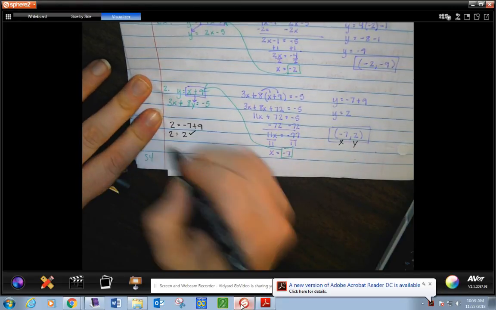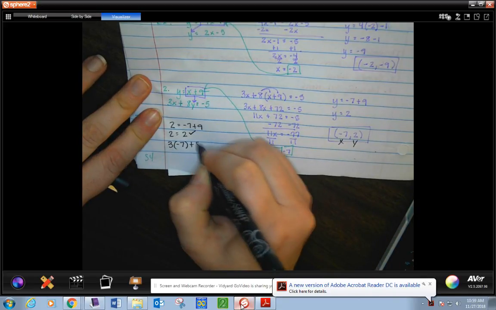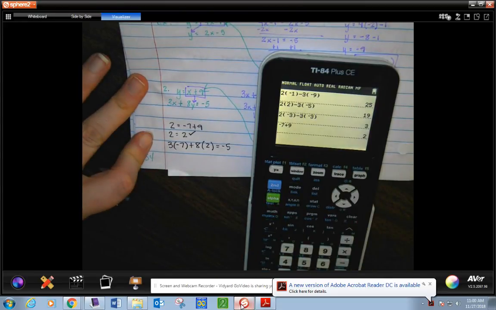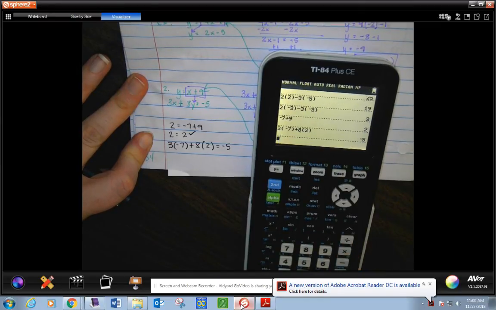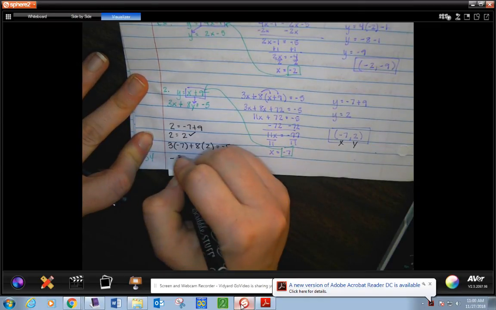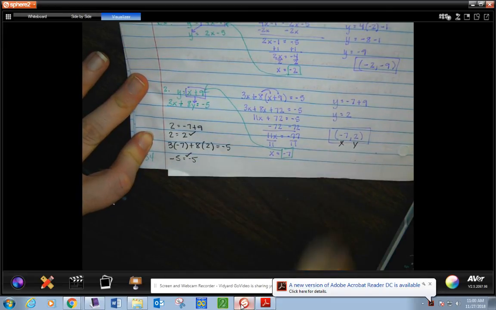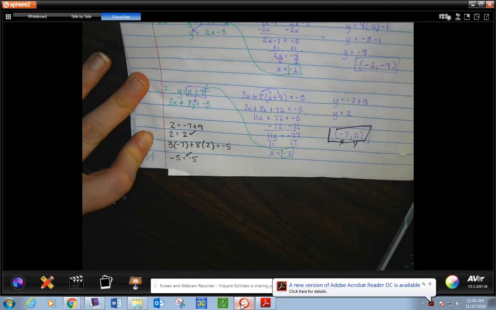Now I check the other one. So I'm going to do 3 times, and x is negative 7, plus 8 times, and y is 2. And it needs to equal negative 5. So I'm going to grab my calculator. I'm going to do 3 times negative 7 plus 8 times 2, which gives me negative 5. So negative 5 equals negative 5 is true. If you plug these back in and both statements come out true, then this has to be the right answer.